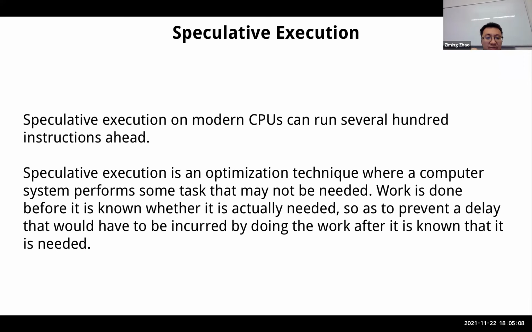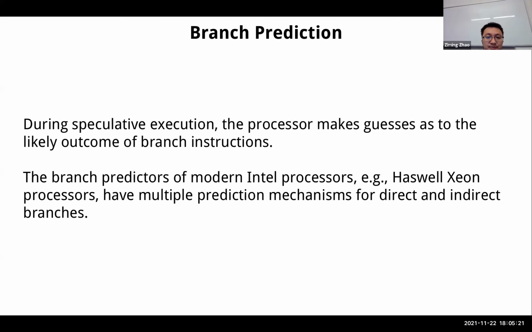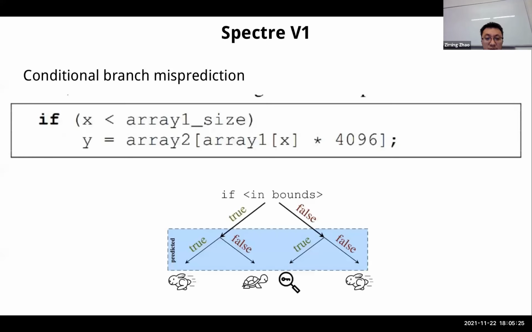So work is done before it's known whether it is actually needed, so as to prevent a delay that would have to be incurred by doing the work after we know that it is needed. Here is one example. We have a C code here. This is an if statement, and this if statement obviously generates two branches.